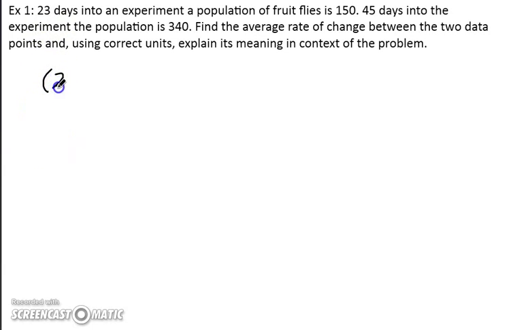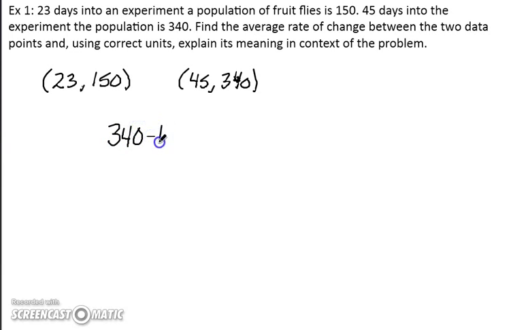We have the point 23, 150. And we have the other data point 45, 340. Sorry, I'm trying to get used to this new tablet I have. So 45, 340. To find the average rate of change, we're just going to find the slope between those 2 points. So we'll say 340 minus 150 divided by 45 minus 23.